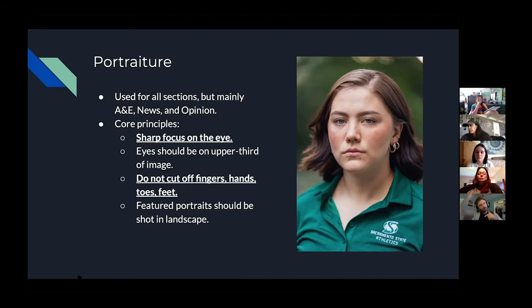If they're too low, there's too much space above them, and it doesn't look good. And if it's too high, you're close to cutting off their head, and that doesn't look good either. Having their eyes on the upper third of the image applies to both landscape and portrait.